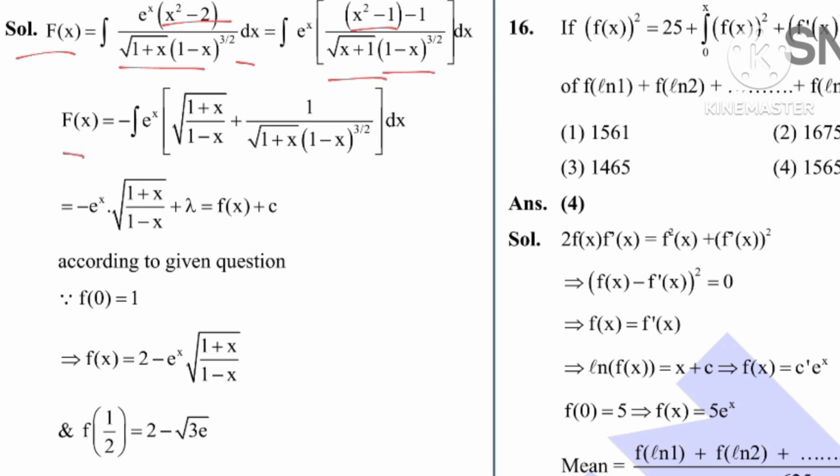Now f of x is equal to minus of e power x, the root of 1 plus x by 1 minus x, plus 1 by the root of 1 plus x into (1 minus x) whole power 3 by 2 dx. Now here that is equal to e power x root over 1 plus x by 1 minus x plus lambda f of x plus c. According to the given question, f of 0 equal to 1, x is equal to 0, y is equal to 1. f of x is equal to 2 minus e power x root over 1 plus x by 1 minus x. Now f of 1 by 2 is equal to 2 minus root 3 e, the answer.